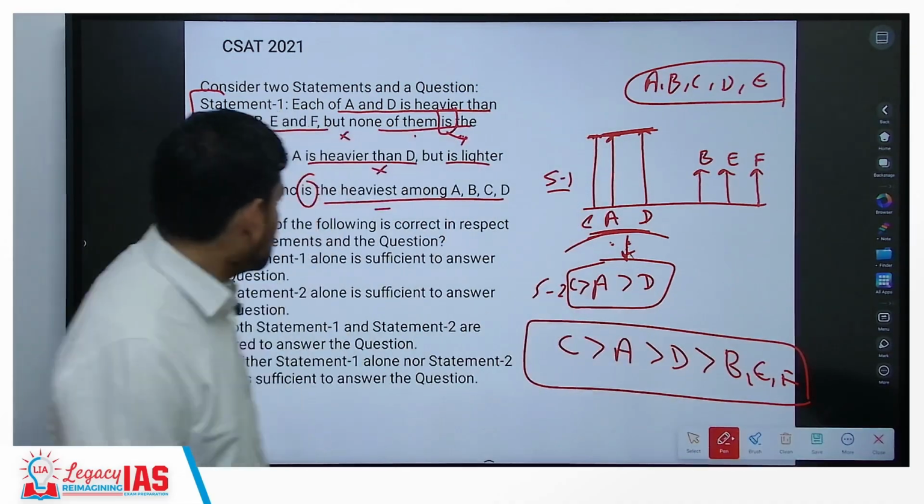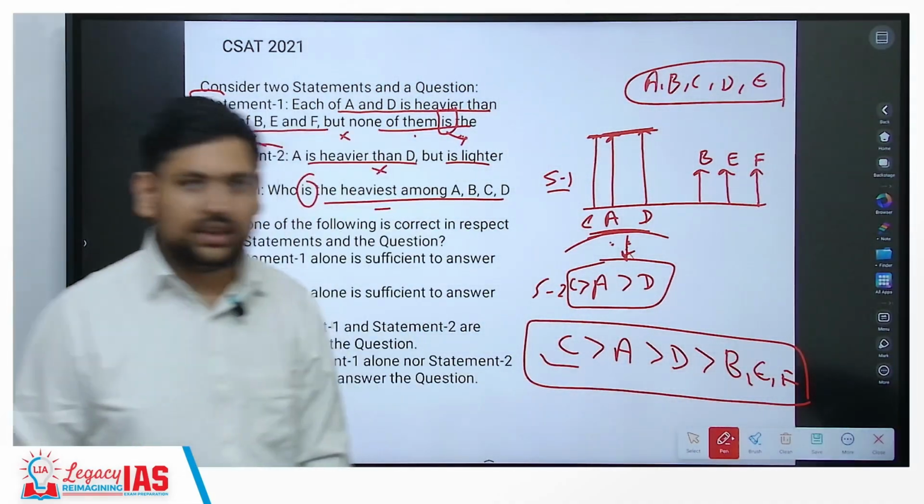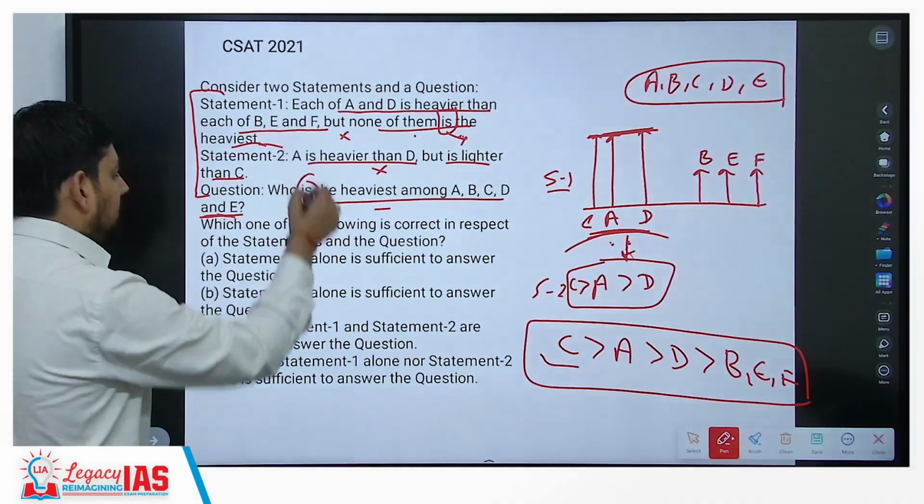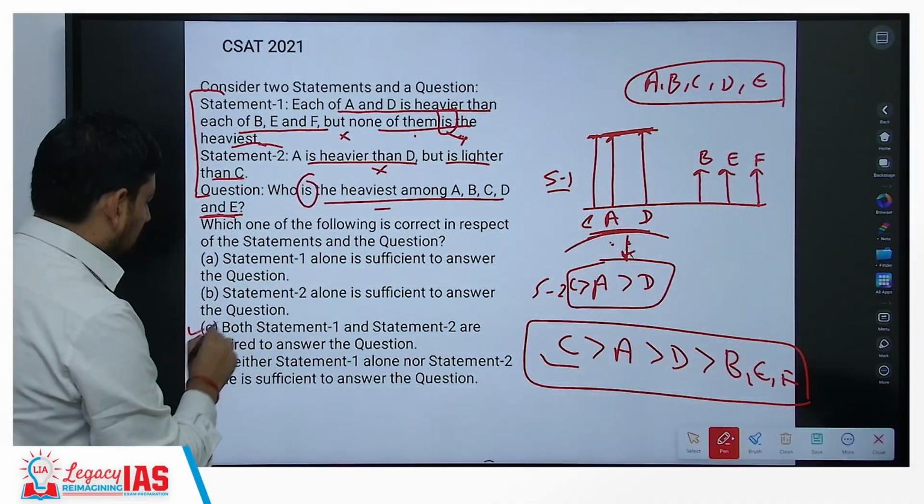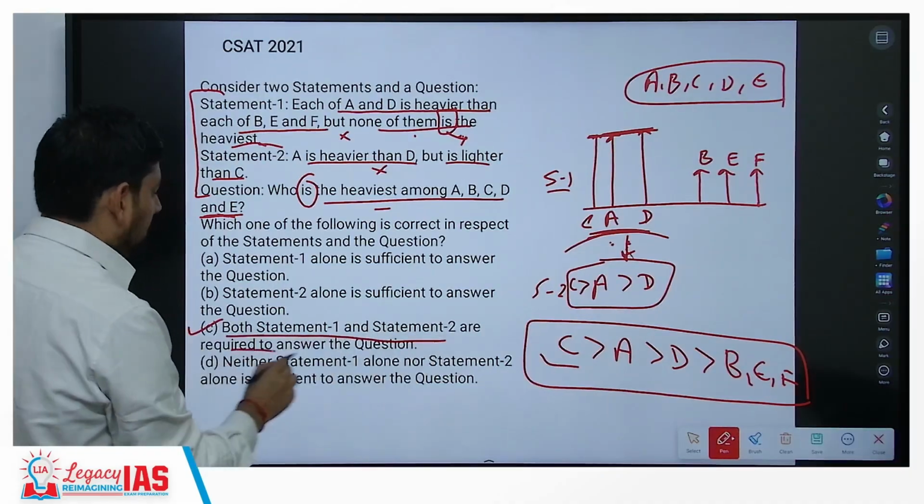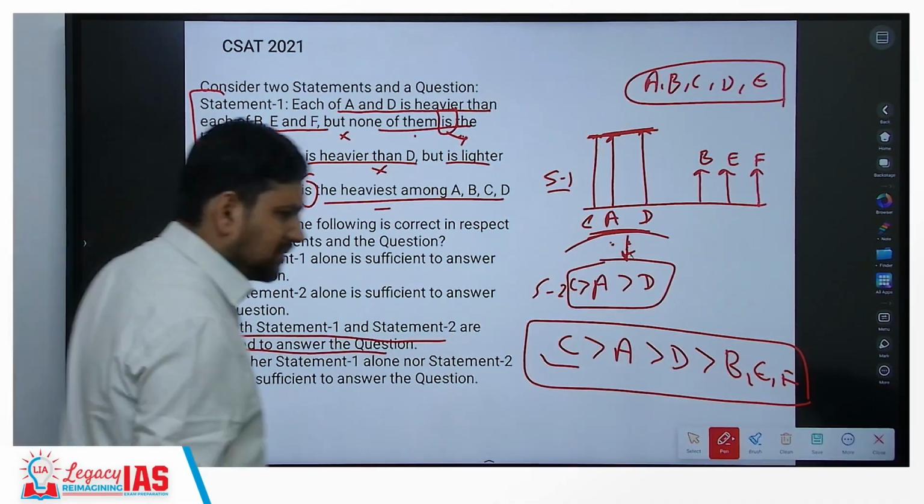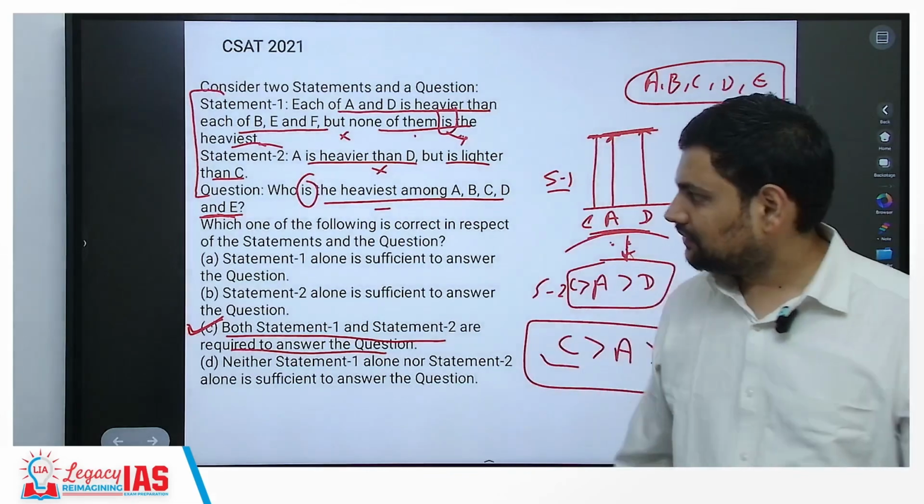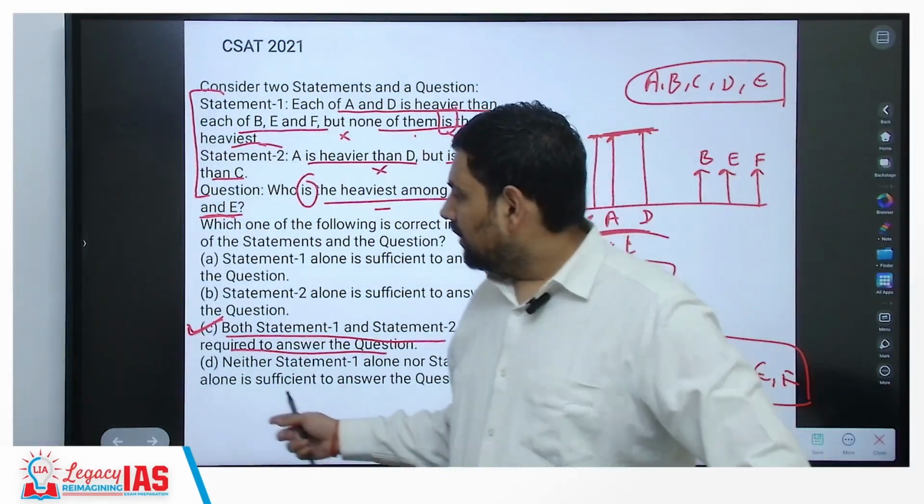Now if it is asked who among them is heaviest, clearly C is heaviest. So using both the statements together you can get to the answer. So both statement 1 and 2 together are required to answer the question. C becomes the answer. Now let me tell you how A also becomes the answer.